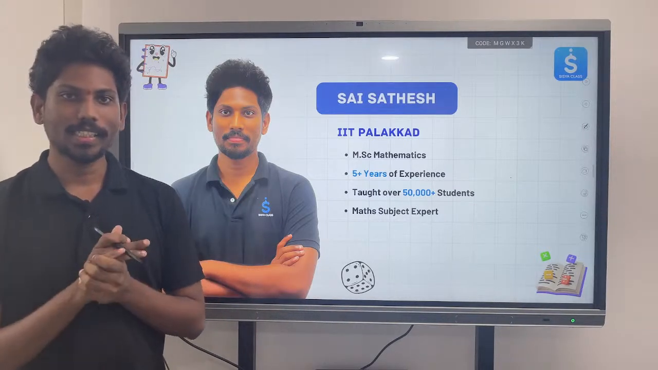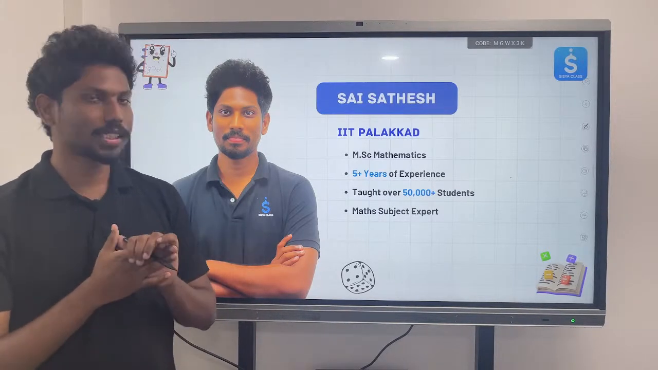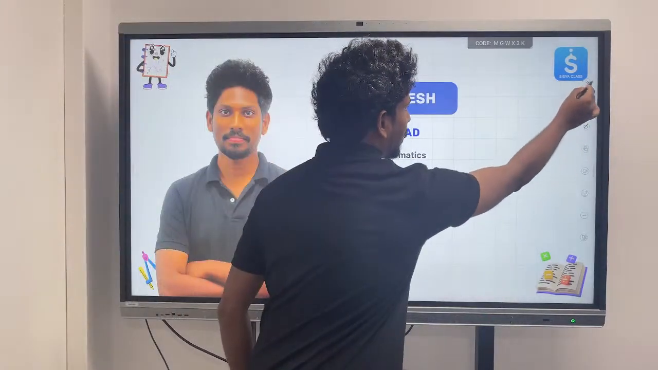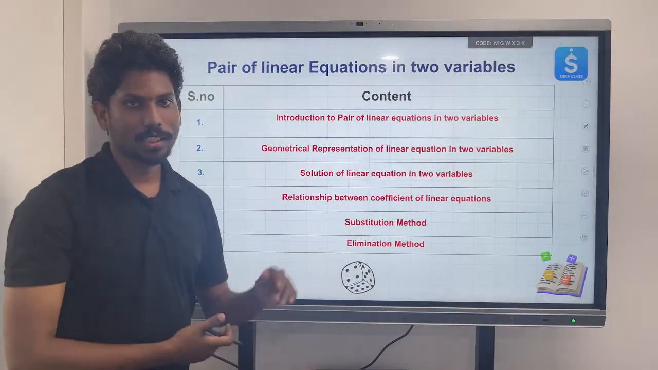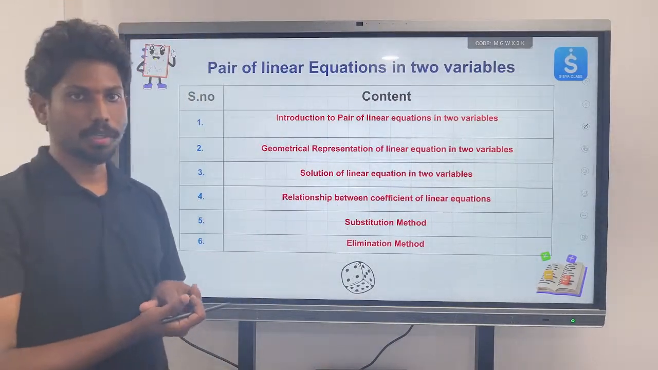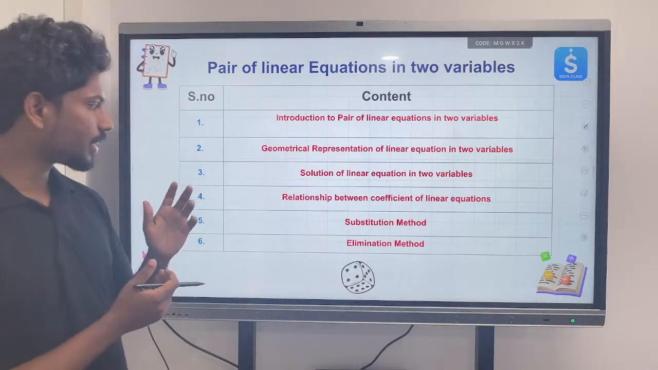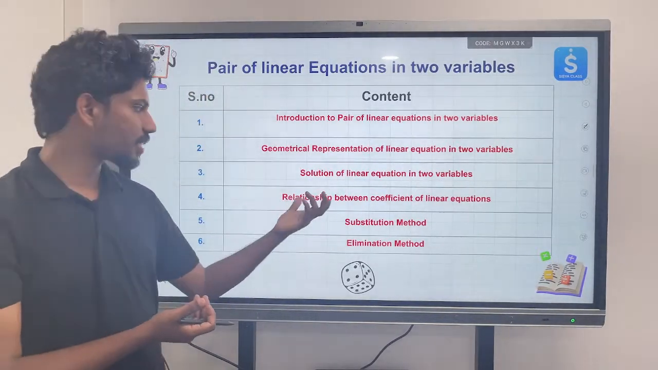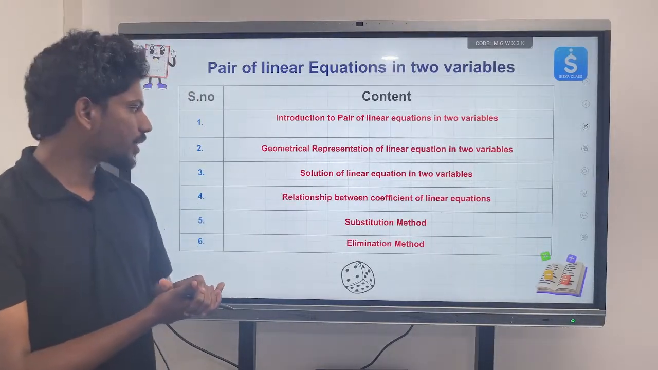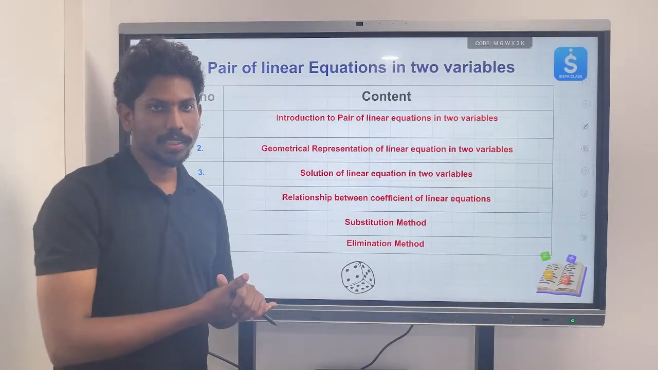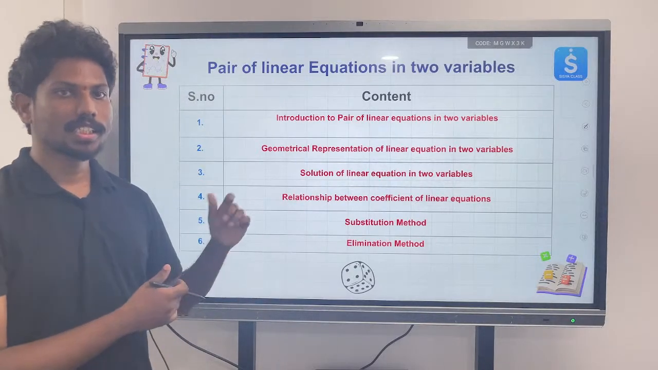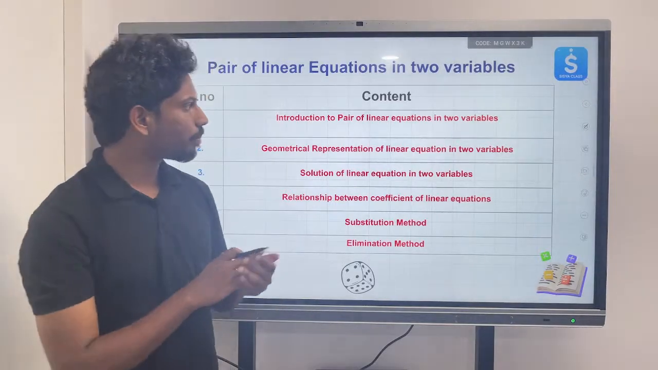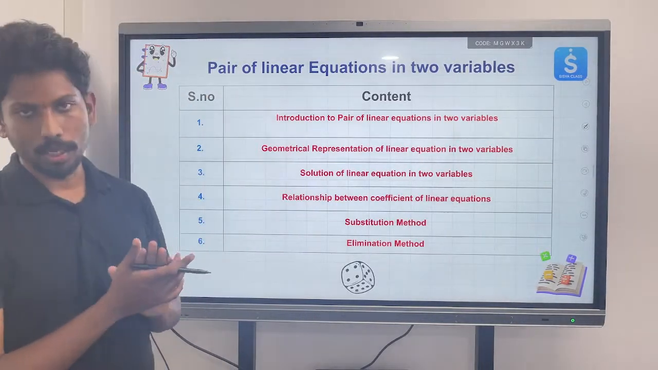So let's get started and let's try to understand how the linear equation in two variable works. These are the topics we are going to cover in linear equation in two variables: the introductory part, the geometrical representation, the solution of a linear equation, and the relationship between the coefficients of linear equation. There are two methods in which we can find the solution of a linear equation, that is the substitution method and the elimination method. Let's try to see in parts and understand how exactly it works.